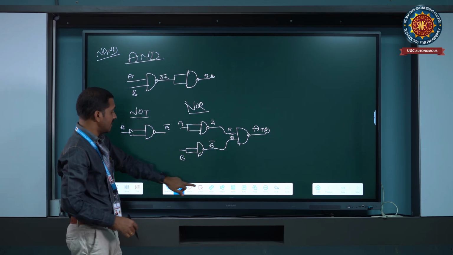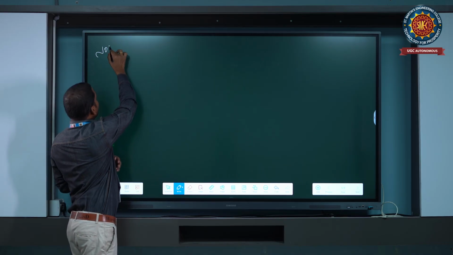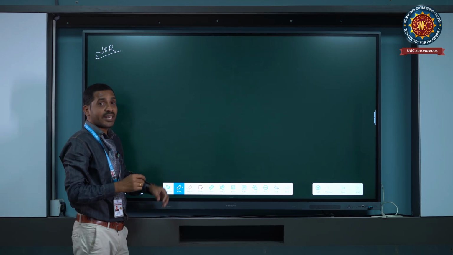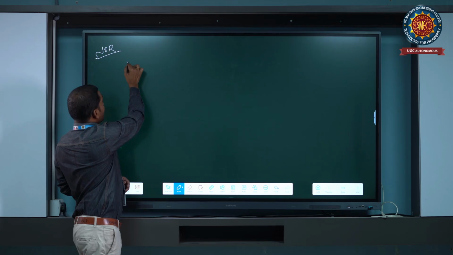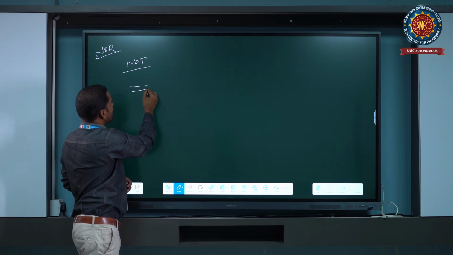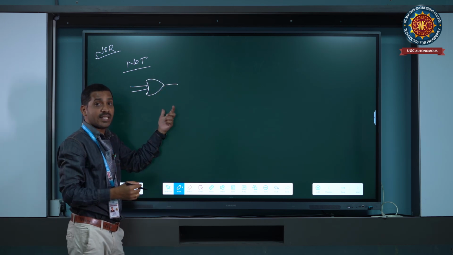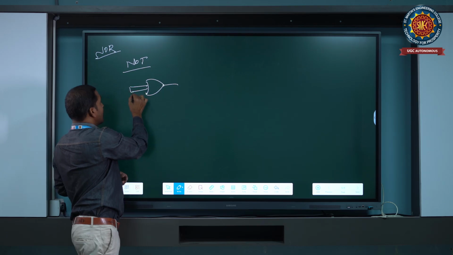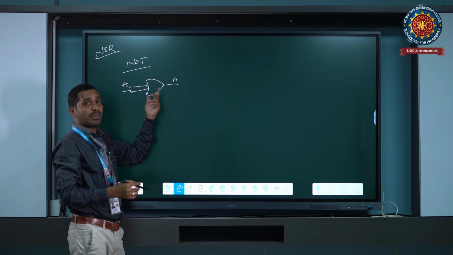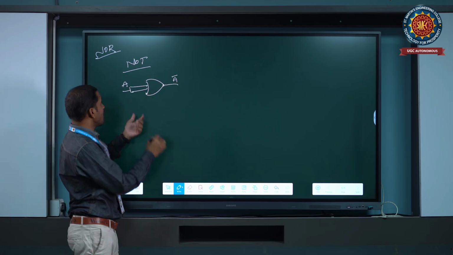Next one, NOR gate using OR gate and NOT gate. So implementation of NOT gate using NOR gate: a single input NOR gate will act as a NOT gate. A is the input, and it will give the complement of the input, so output is A bar. It will use this implementation.